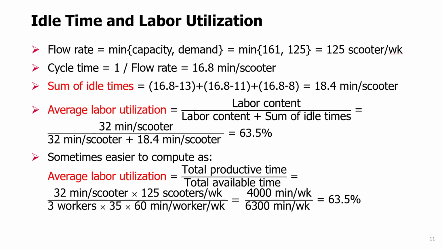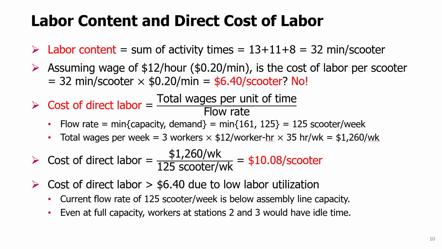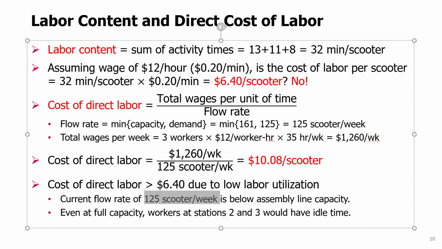Remember, it is due to 2 reasons. The reasons are that we're producing at a lower rate than the capacity. We just produce 125 scooters per week, when we could actually produce at 161. And also workers 2 and 3 have some idle time, even if we were producing at full capacity. So that's the reason why the cost of direct labor is $10.80 per scooter, and it's much more than it would seem if you were to calculate it looking just at the labor content and valuing it at the labor cost per minute.